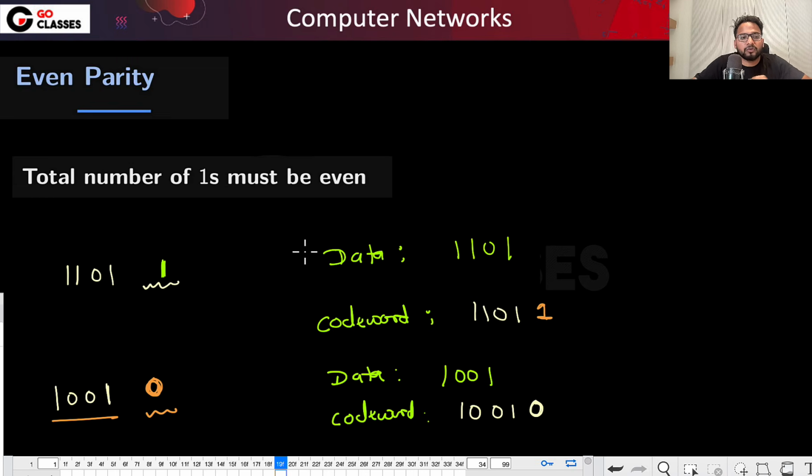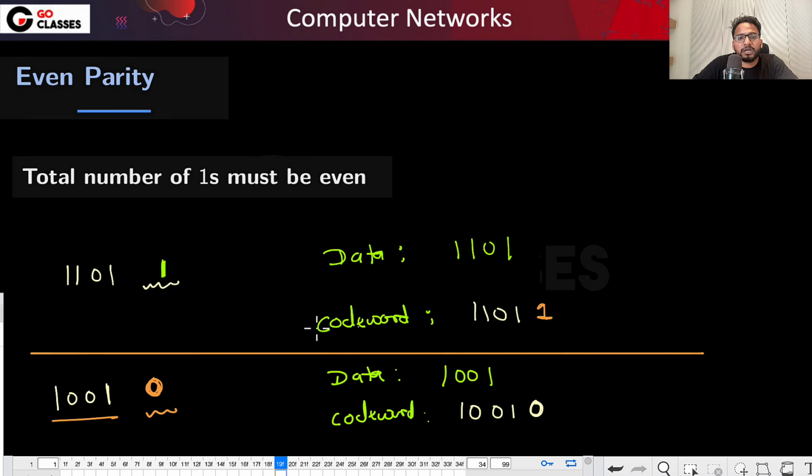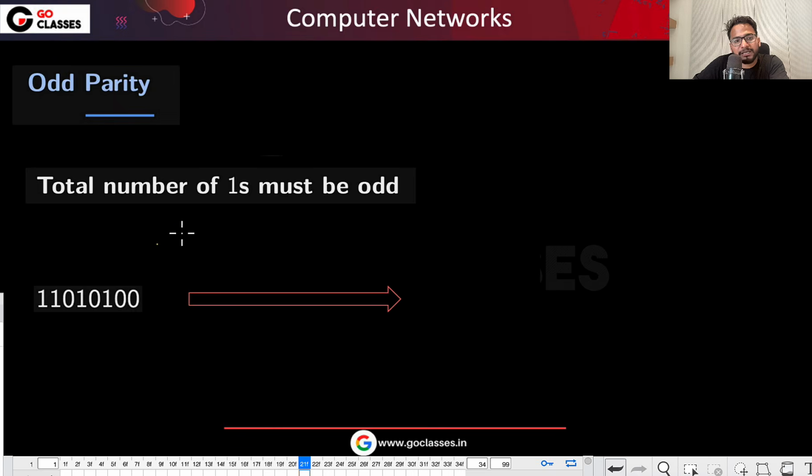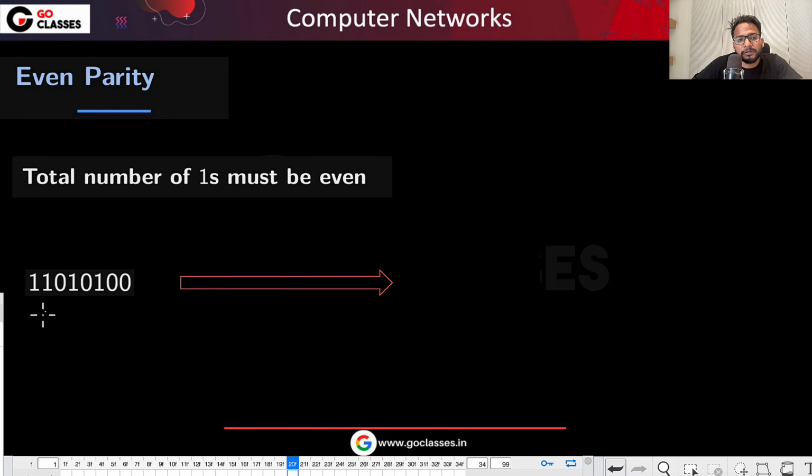Okay. So this is the data, and this is the code word. The whole thing is called the code word. It depends on whether we are using even parity or odd parity. For example, let's first go with even parity, and then I will talk about odd parity. For example, this is the data. What will the code word be? What will the transmitted code word be?